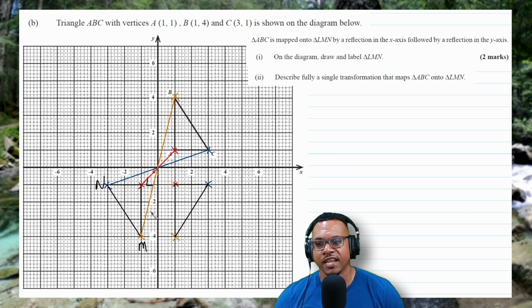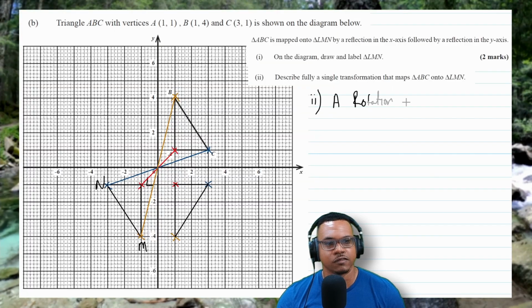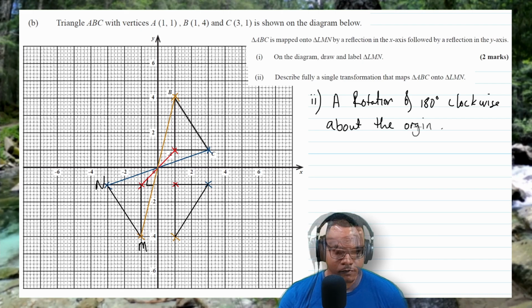Now you can see all 3 lines intersect at the same point. When that happens, we know it's going to be a rotation of 180 degrees, whether anti-clockwise or clockwise. Where it intersects is the center of rotation. It's intersecting at the origin, so the origin is our center of rotation. So for part 2, we have a rotation of 180 degrees, clockwise, about the origin. The origin is (0, 0).